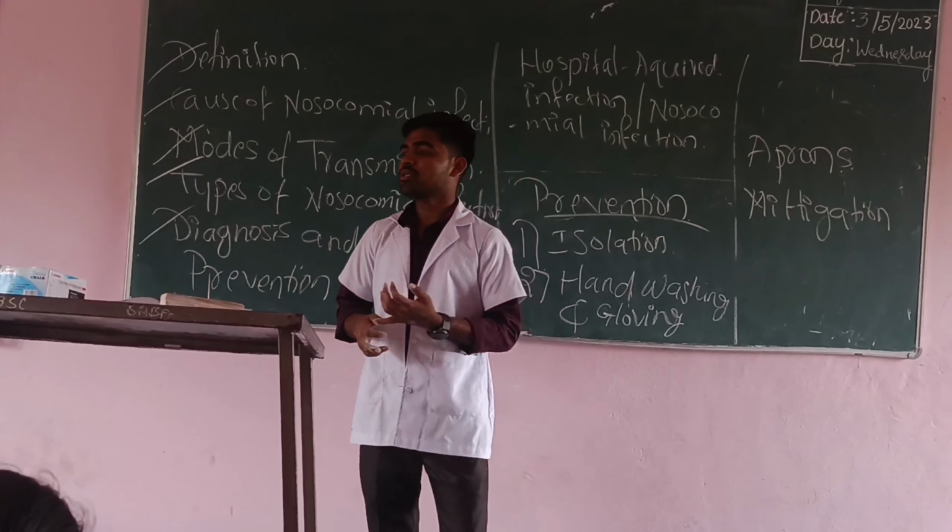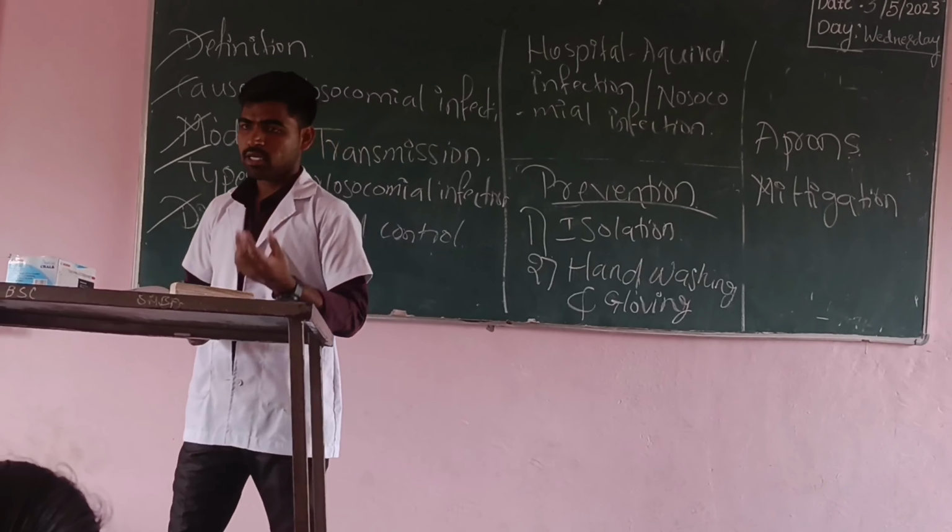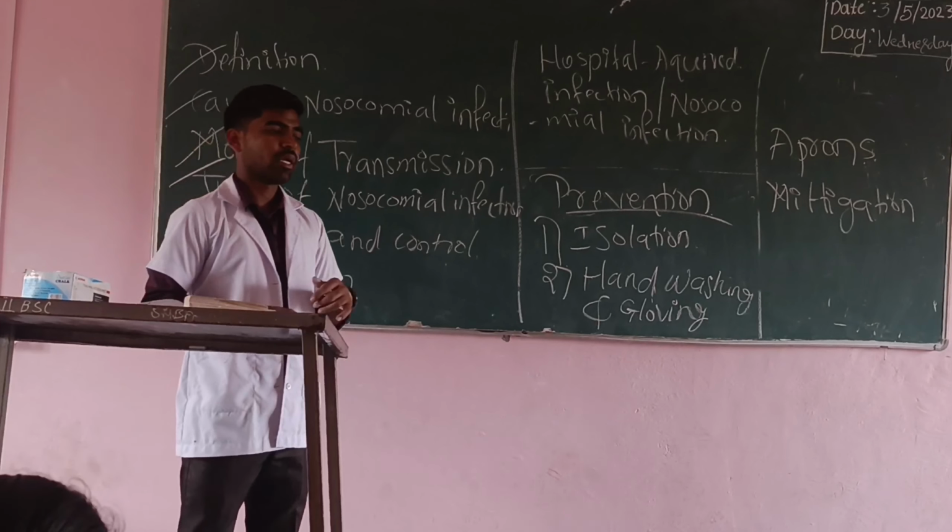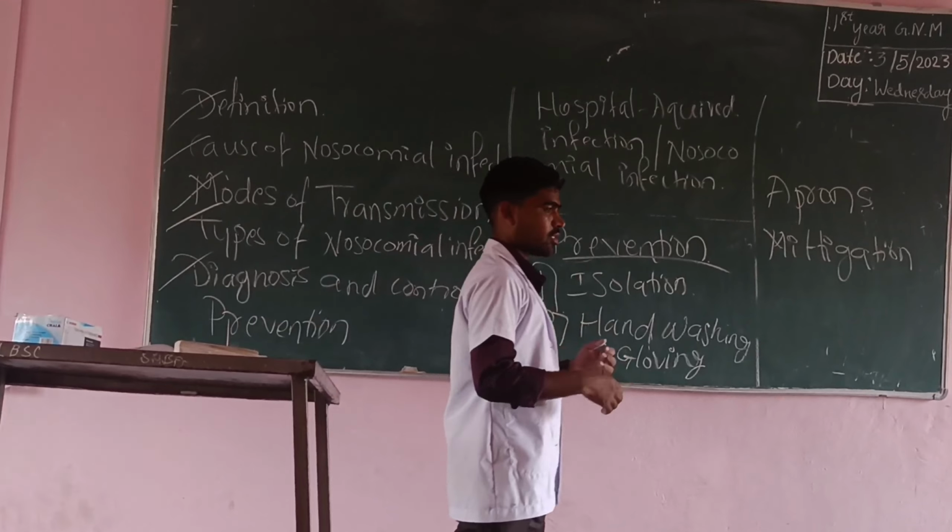Okay. After the modes of transmission, types of nosocomial infection. First is UTI. UTI is nothing but what? Urinary tract infection. Next is what? Respiratory tract infection.